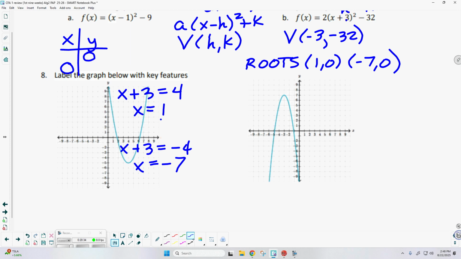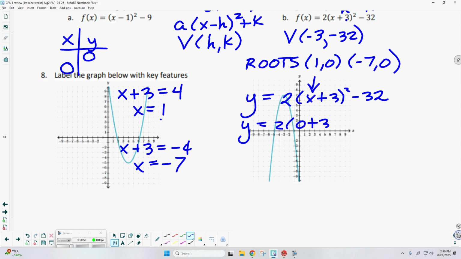Now, the only thing left, I've got to find the y-intercept. So let's go back to the original equation. y is equal to 2 times (x plus 3) squared minus 32. Now, you find the y-intercept when x is what? 0. So all I'm going to do is replace x with 0. So y equals 2 times (0 plus 3) squared minus 32. And then all we've got to do is follow the order of operations. PEMDAS, please excuse my dear Aunt Sally.